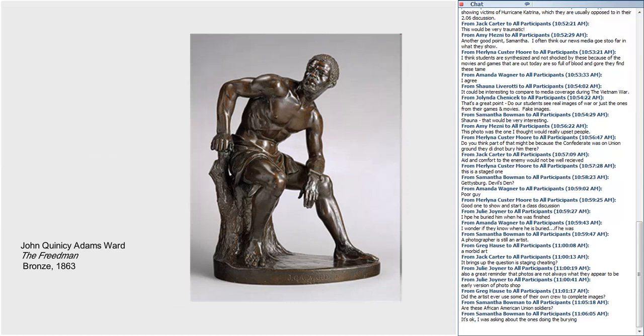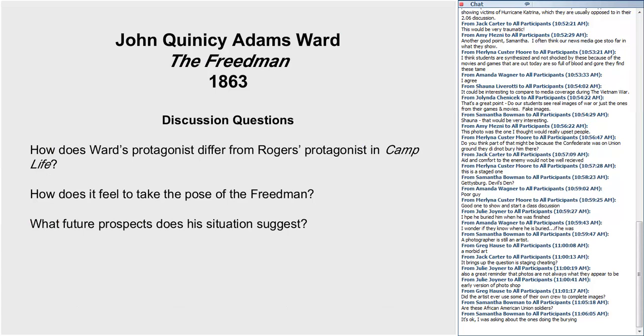And some of the questions here, I was comparing it to the protagonist in the campfire scene that we just saw. This is obviously very different. It's focusing on the African American. There's no other figure in the group at all. And I raised the question of what it feels like to take the pose of the statue. And that's an interesting exercise.